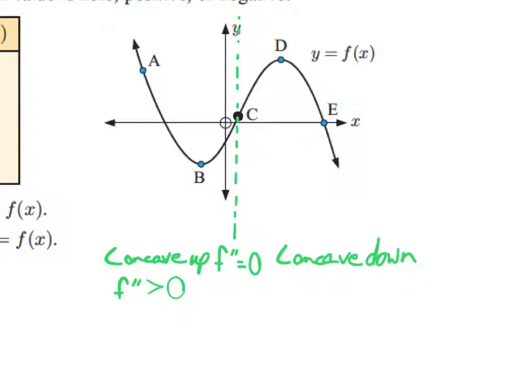What if it's negative? If the second derivative is negative, that means our function is concave down. Okay? And in most cases, you should be able to recognize concave up and concave down. Concave up looks like a cup. Concave down looks like a frown. Easy way to remember it.